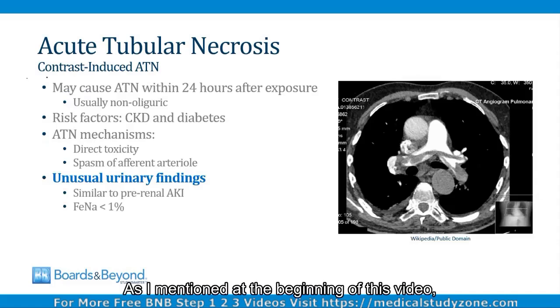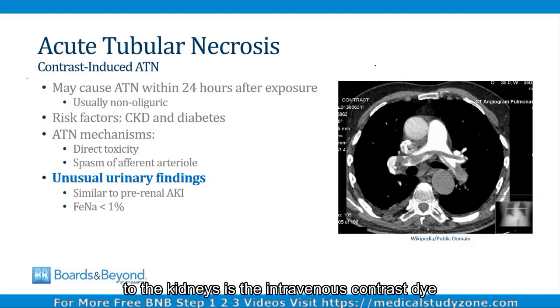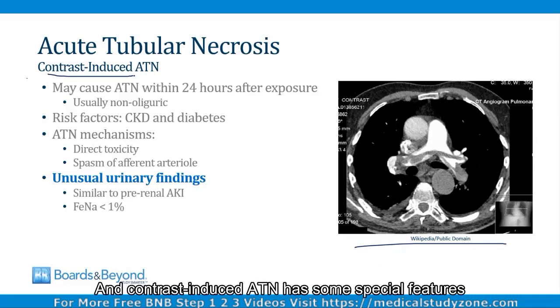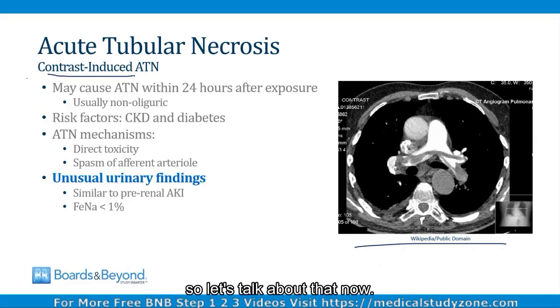As I mentioned at the beginning of this video, toxins are one of the potential causes of acute tubular necrosis. And one substance that's potentially toxic to the kidneys is the intravenous contrast dye that's injected in order to obtain a CT scan like this one shown on the screen here. And when contrast dye causes ATN, it's called, obviously, contrast-induced ATN. And contrast-induced ATN has some special features, so let's talk about that now.